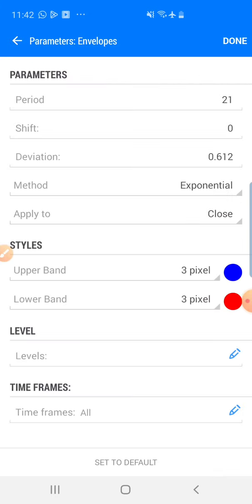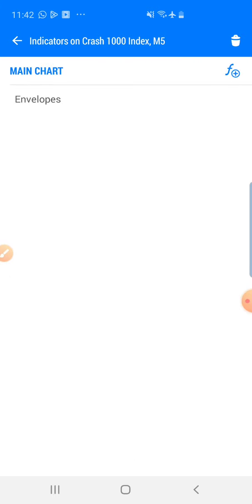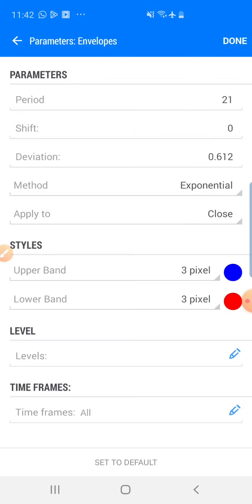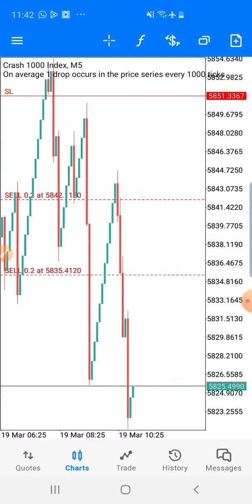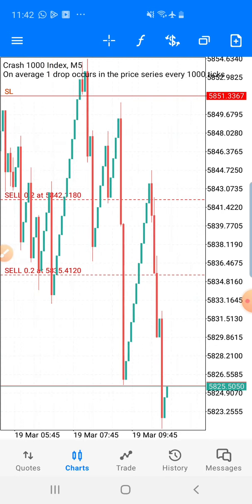So the setup is just this envelope. That's the only indicator we have here. Click on it. We have period 21, shift 0, deviation 0.612, method exponential, apply to close. Look at the colors. You can also change it to any color of your choice. You can take a screenshot and set it up at your own convenience. That's the setup, and you know what you need to do.